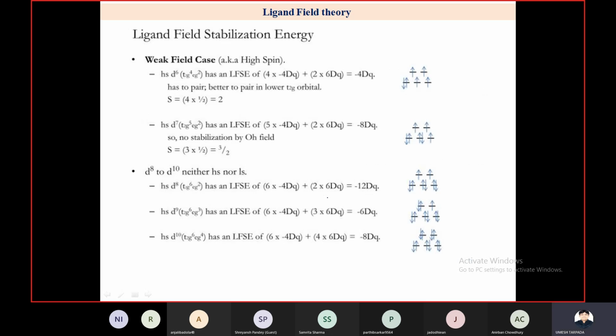For a high spin complex, the electron remains unpaired. You can calculate the ligand field stabilization energy in this way.